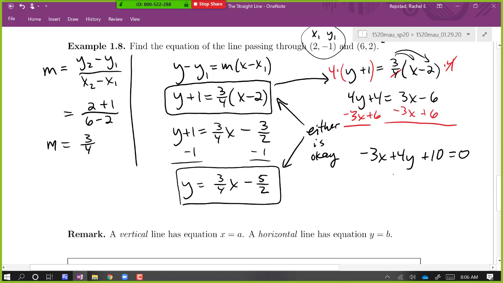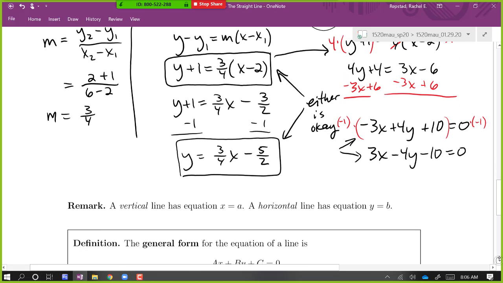One thing about the general form is that since it's set equal to 0, if I multiply both sides by -1, then it's still set equal to 0, and they're still integers. So this would look like 3x minus 4y minus 10 equals 0. These are both general form, right? So whether you choose to start off with a negative x coefficient or not, they're both general form. So you might see that variation as well.